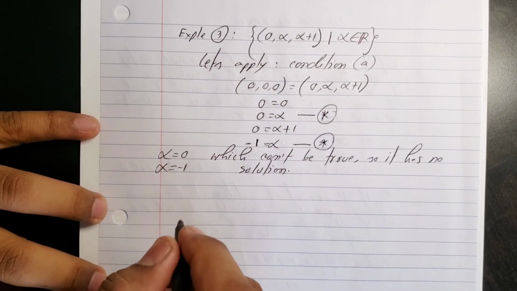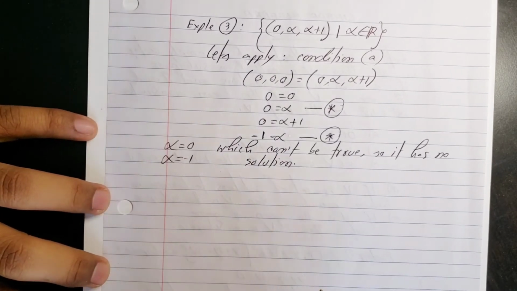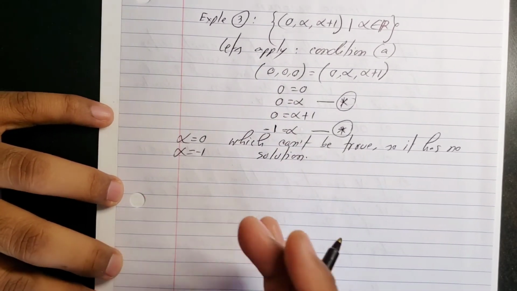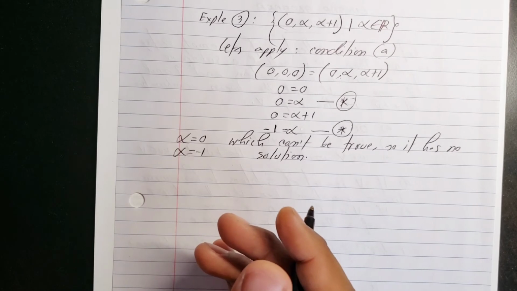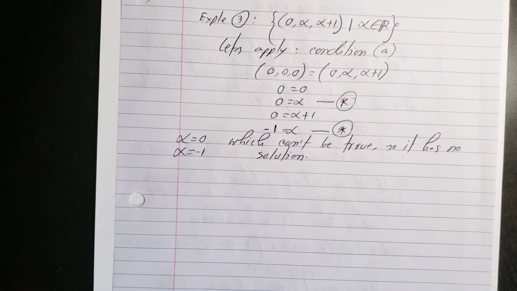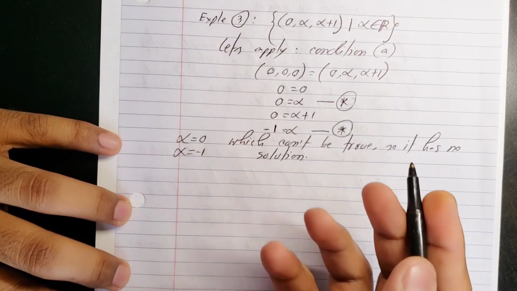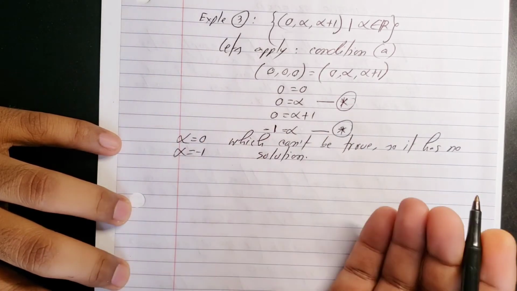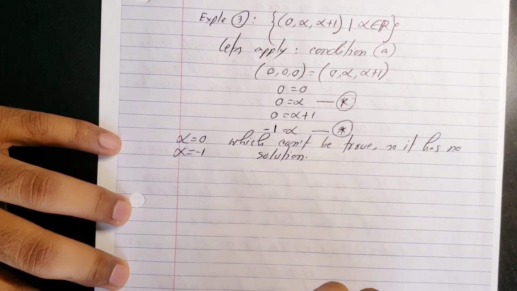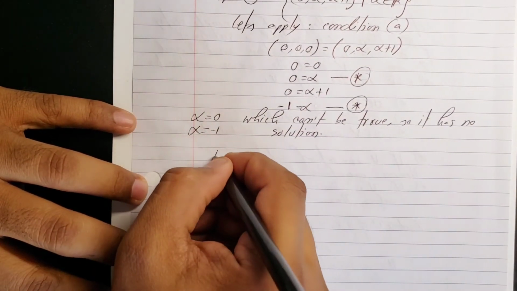Right? Okay, so this is how we can identify if it is in the subspace or not, because this 0, 0, 0 is not in the set, and the set is not a subspace. Let's take another example.